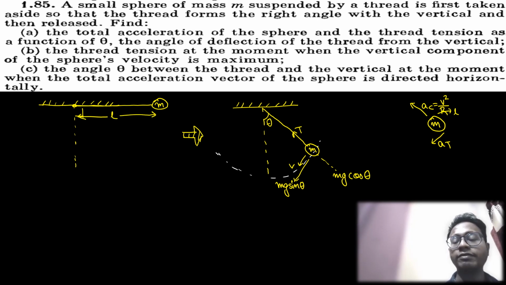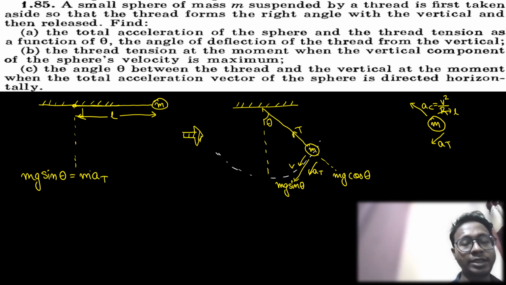Okay, so let us first find the component of tangential acceleration. Along this direction, what is the value of acceleration, known as tangential acceleration? I can easily say mg sin theta is equal to mass into tangential acceleration, or the value of tangential acceleration is equal to g sin theta.